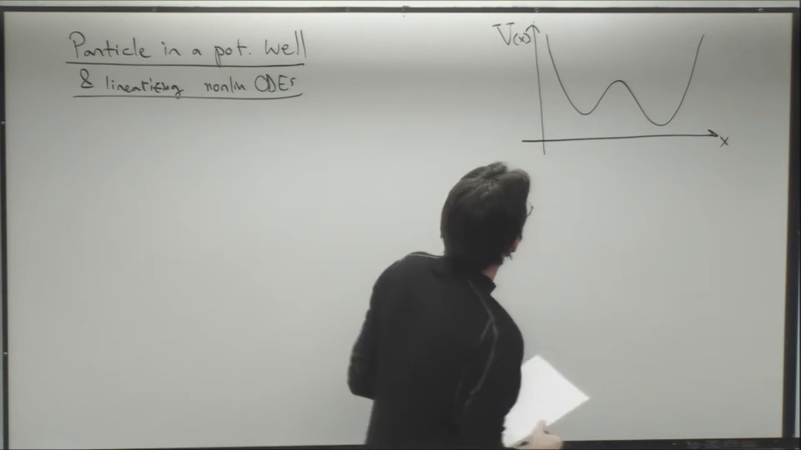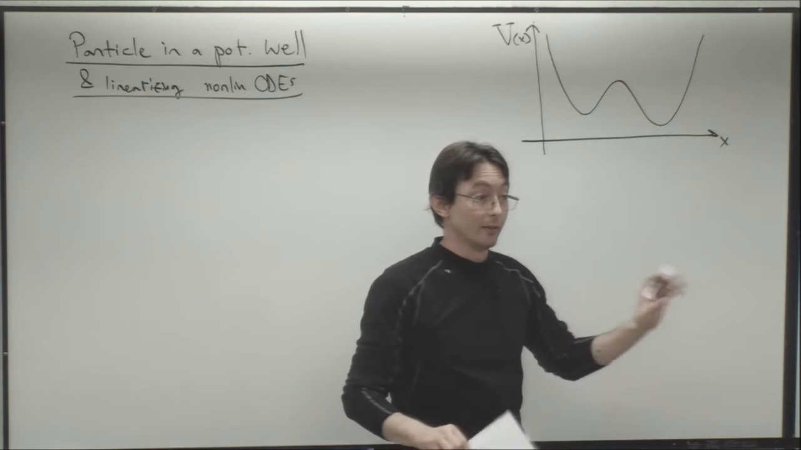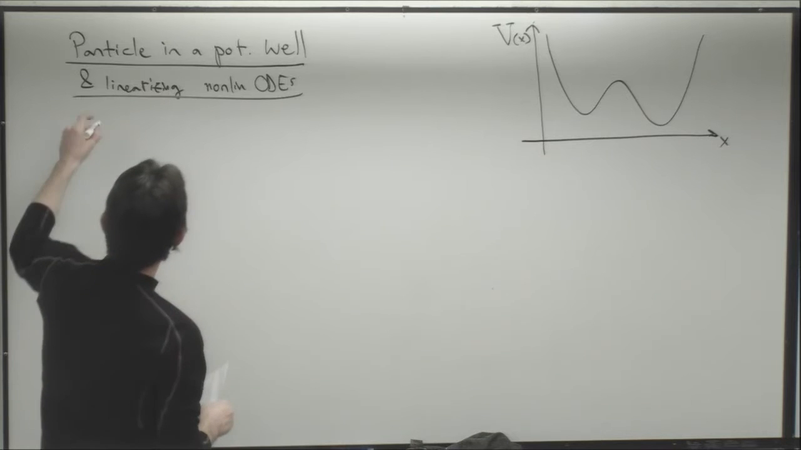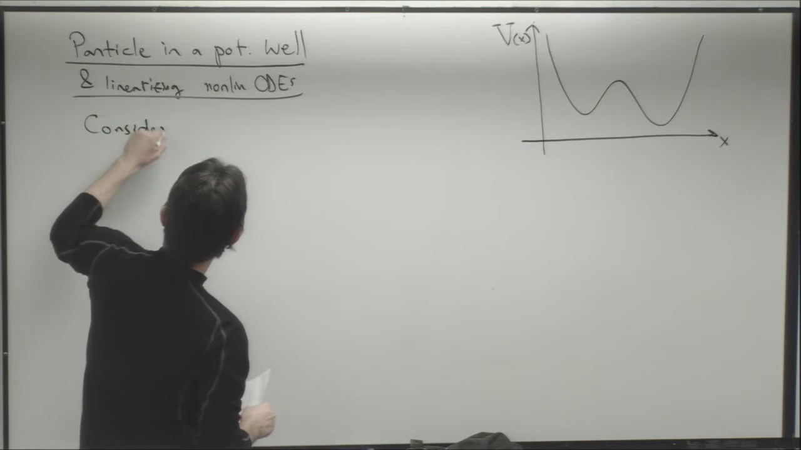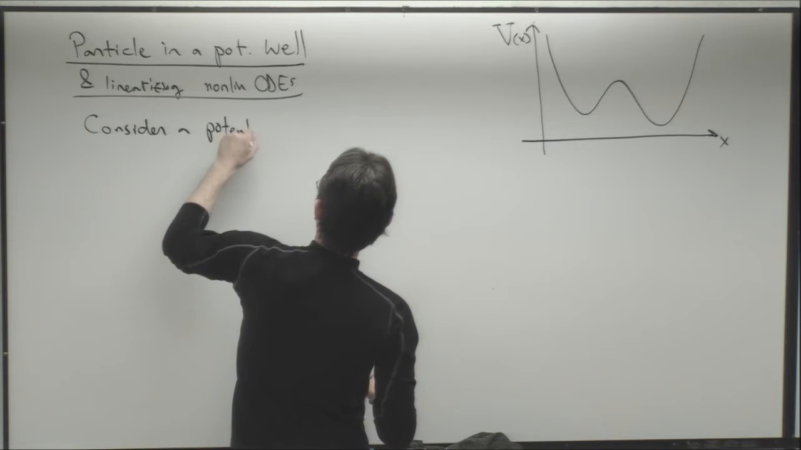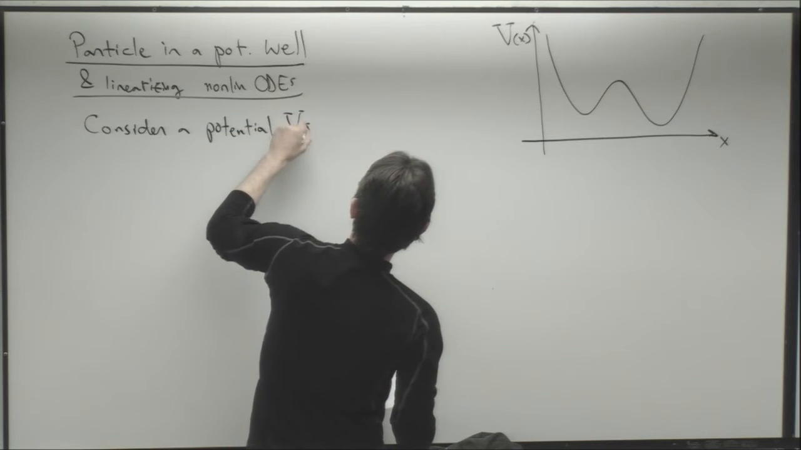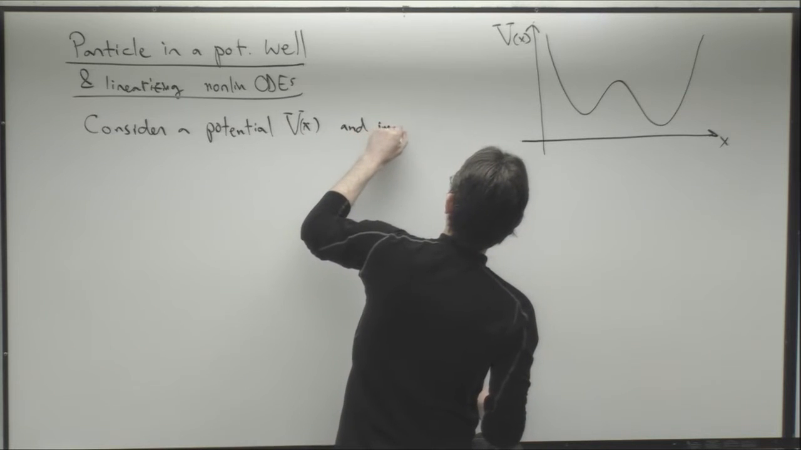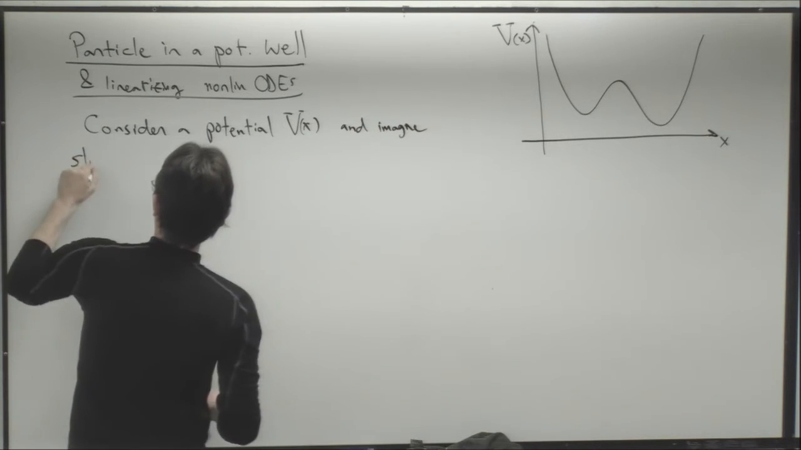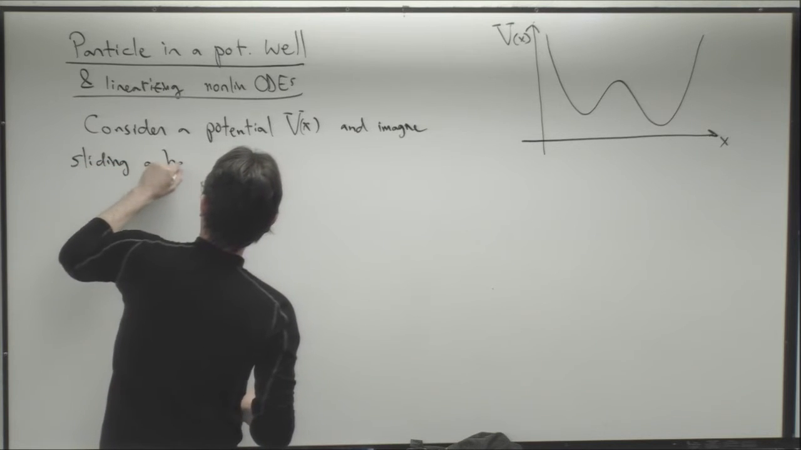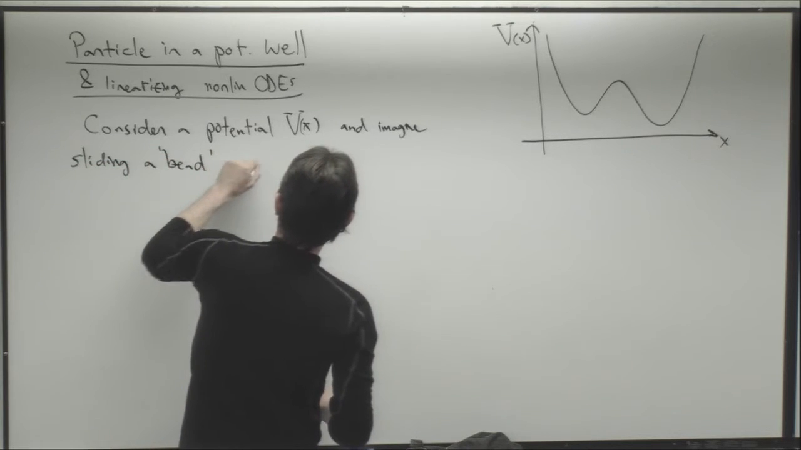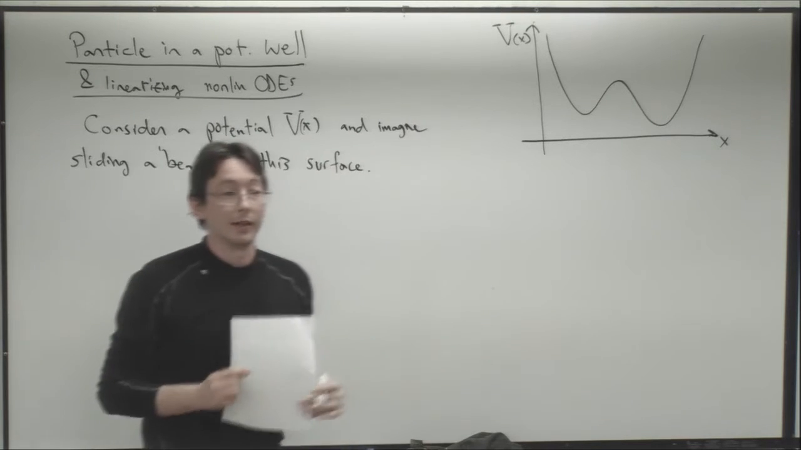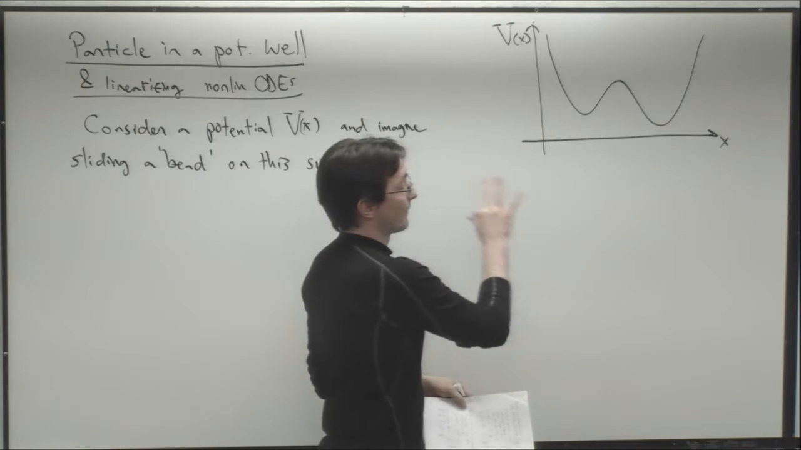Okay? So really simple. I literally mean there's a bead on a wire, and that wire has a shape V of x. So consider a potential V of x, and imagine sliding a bead on this surface.